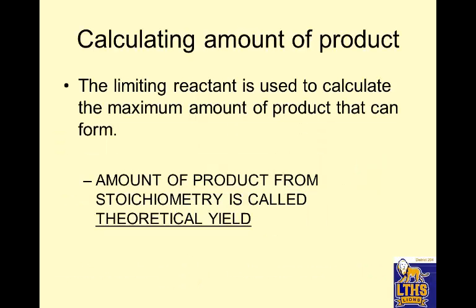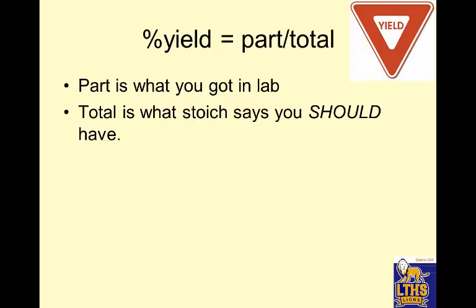All right, so how do we calculate the amount of product? Well, once you know the limiting reactant, you calculate the amount of product that can form. The amount of product formed using a calculation is called stoichiometry. You use stoichiometry, and it's called a theoretical yield. If you think about the sandwiches I was talking about earlier, the limiting reactant bread gave us a maximum of 3 sandwiches. That's a theoretical yield because you use a calculation.